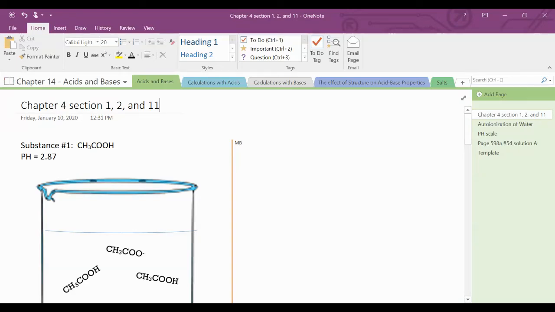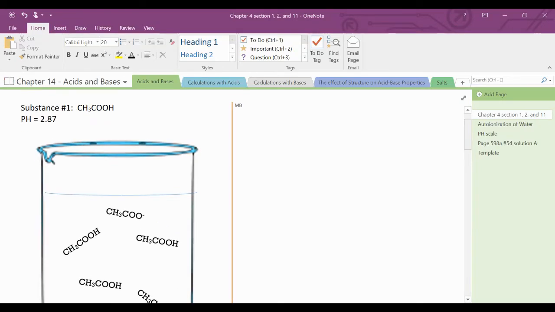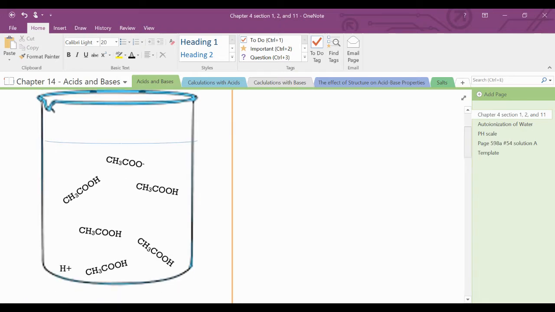Okay, so today we are going to start chapter 14, which is our chapter on acids and bases. And we're just really today going to look at sections 1 and 2 and 11. And a lot of it is just definitions, but I felt like we should probably review all of those since this is where we would have been last year during our remote time.